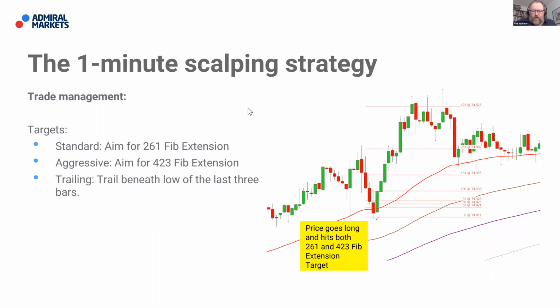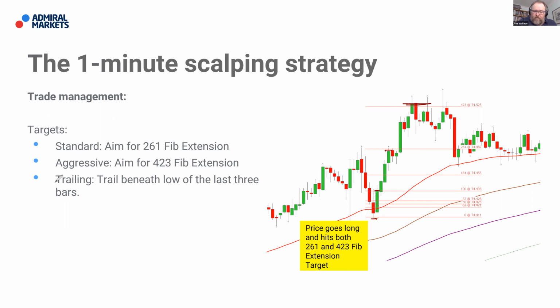And then what are we looking for as a target? Personally, what I like to do is, from where my entry is and where my stop loss is, project a 261 Fibonacci extension. If you're not too sure about that, go and have a look on the webinar archive. You'll find all about using fib extensions in your trading. Or if you want to be aggressive, you can aim for the 423 extension, which is up here. But personally, I tend to like to get in and out. I'm not one for trying to hang around on a scalp trade.